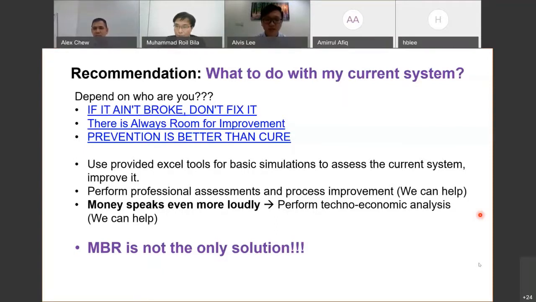Thank you, Mr. Roy. So the next question is from Ahmad Fazli. His question is, what are the types of materials for the membrane?